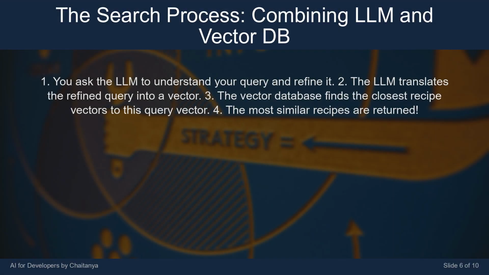1. You ask the LLM to understand your query and refine it. 2. The LLM translates the refined query into a vector. 3. The vector database finds the closest recipe vectors to this query vector. 4. The most similar recipes are returned.